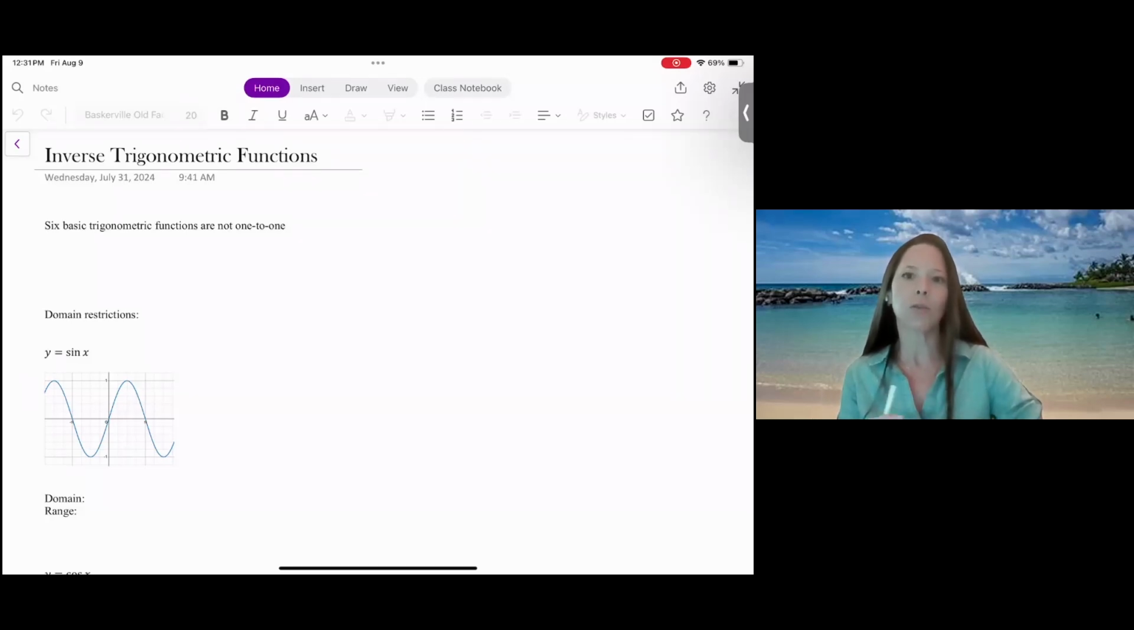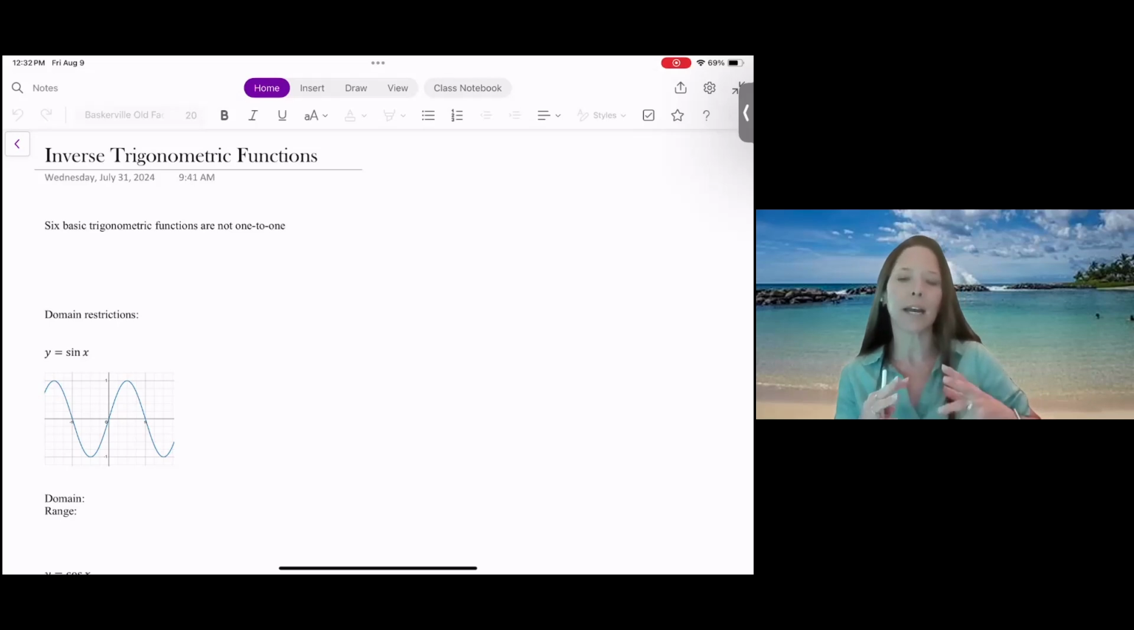And in order for you to have inverse functions, your functions need to be one-to-one. And what that means is it doesn't violate the vertical line test or the horizontal line test. So for every x, there is one y, and for every y, there is one x.